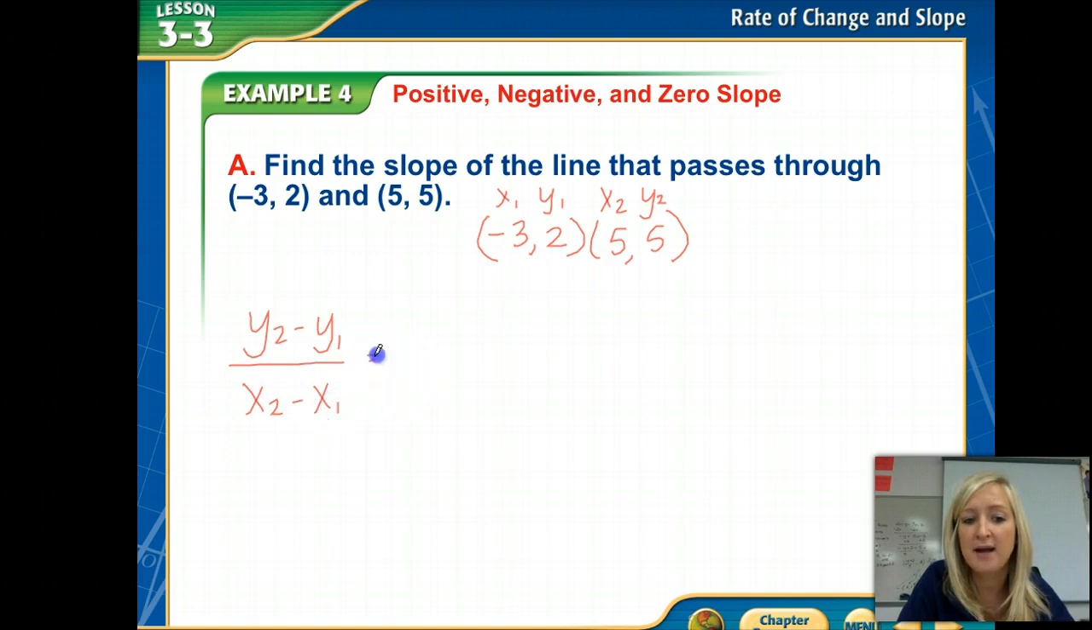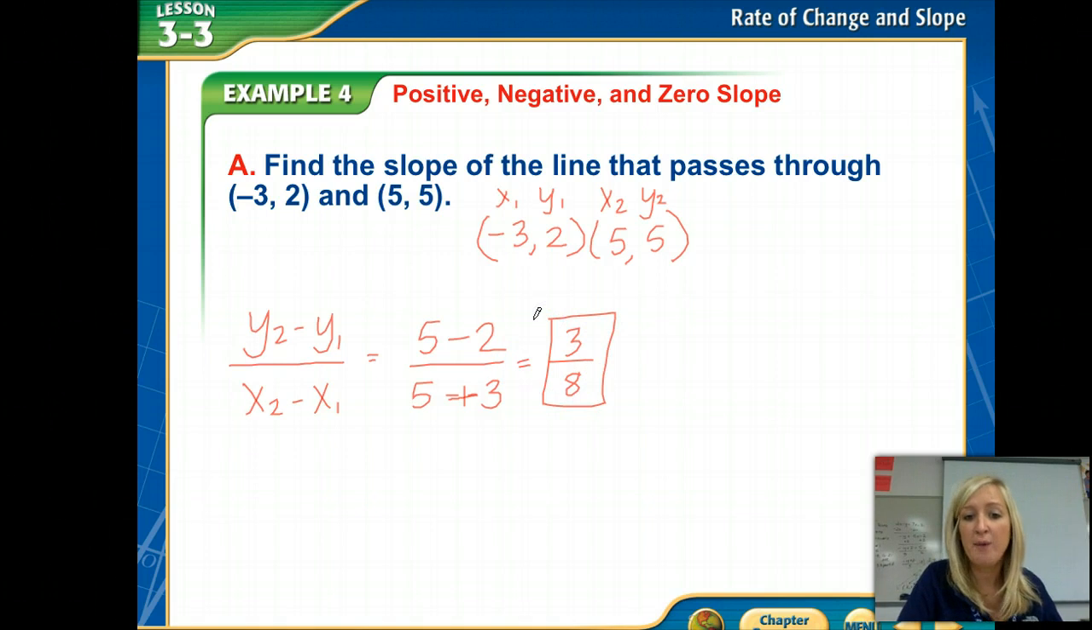So now I'm just going to plug in the points. Y2 is 5 minus y1, which is 2, divided by x2, which is 5, minus x1, which is -3. And 2 negatives here make one big positive. So 5 minus 2 is 3. 5 plus 3 is 8. Here is my slope of that line.